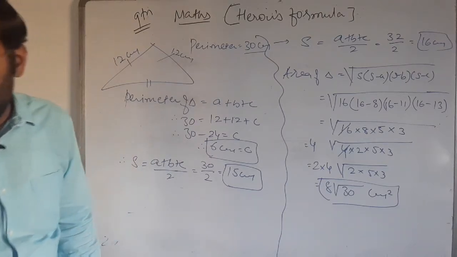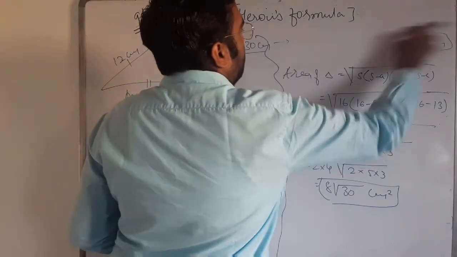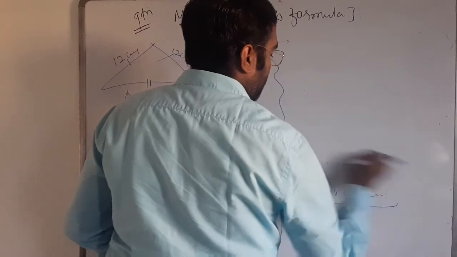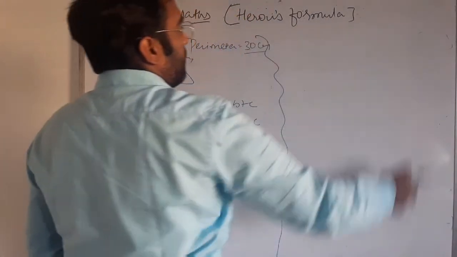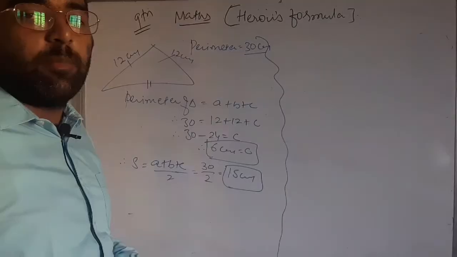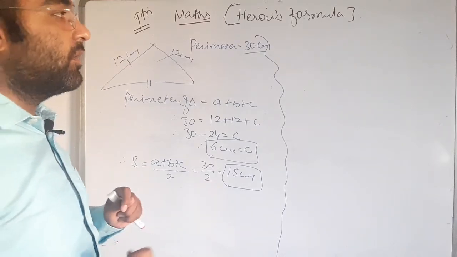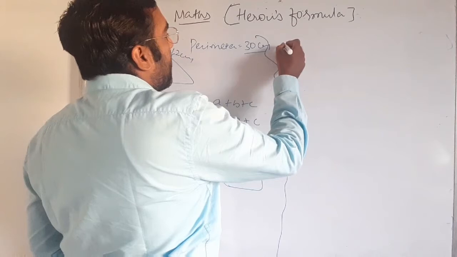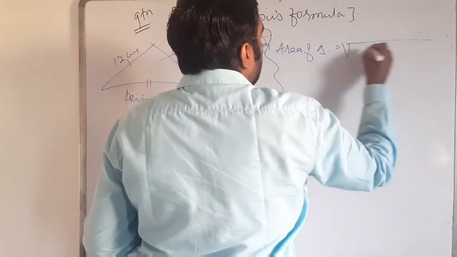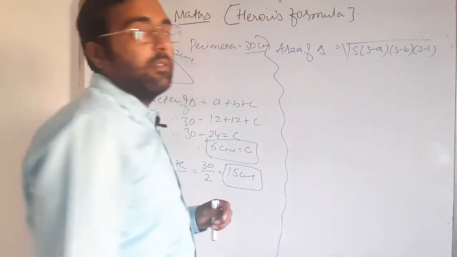Okay, so now we have to calculate the area of this triangle. As we know, the area of a triangle is equal to the square root of s into (s minus a) into (s minus b) into (s minus c).